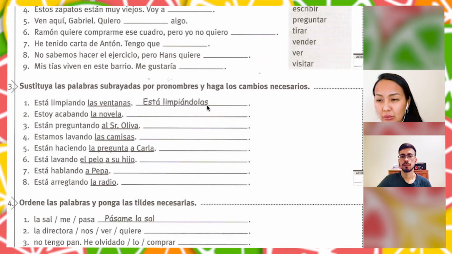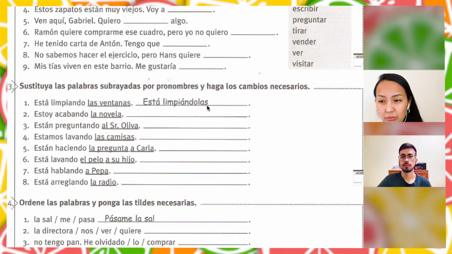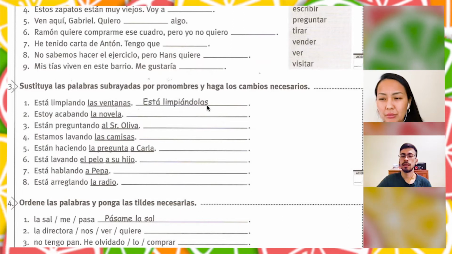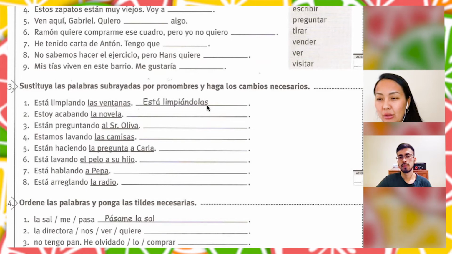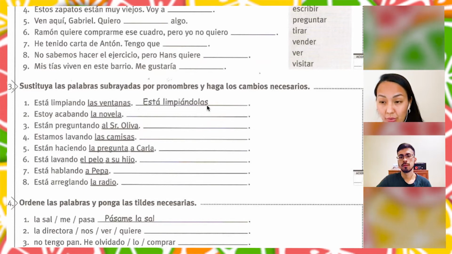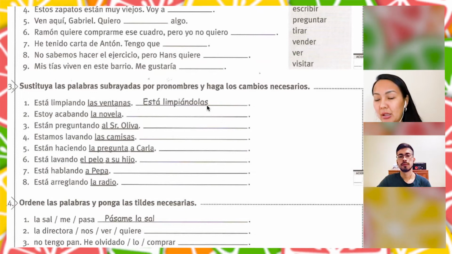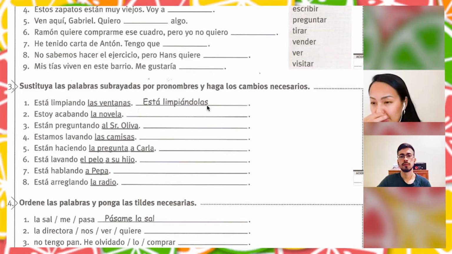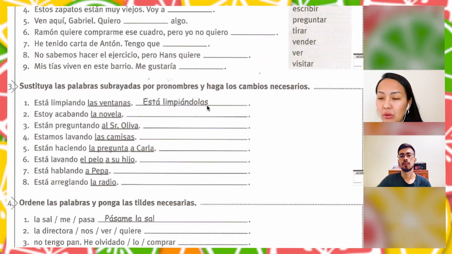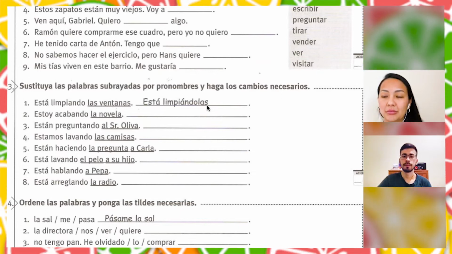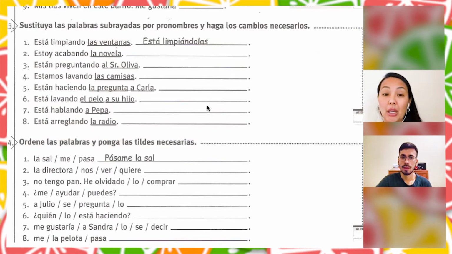Están preguntando al señor Oliva. Preparing. Asking. Okay. Están preguntando al señor Oliva. They are asking Mr. Oliva. Están preguntando. Yes. Okay, easy. Let's try something more difficult. Too easy. Yeah, it's easy.